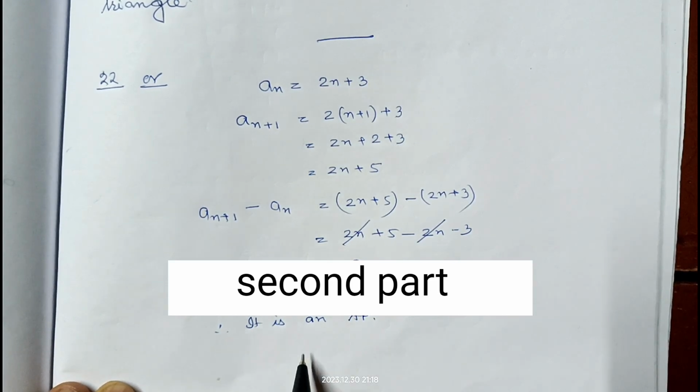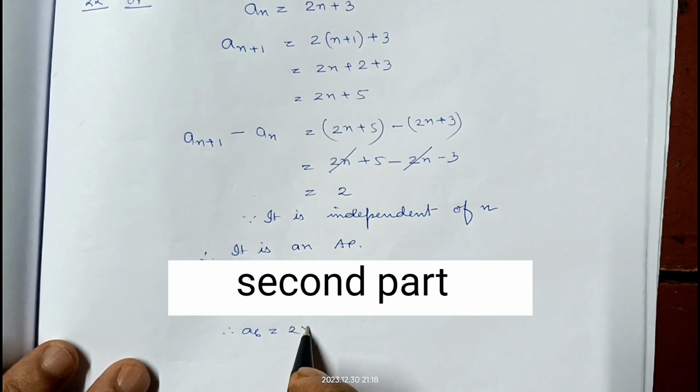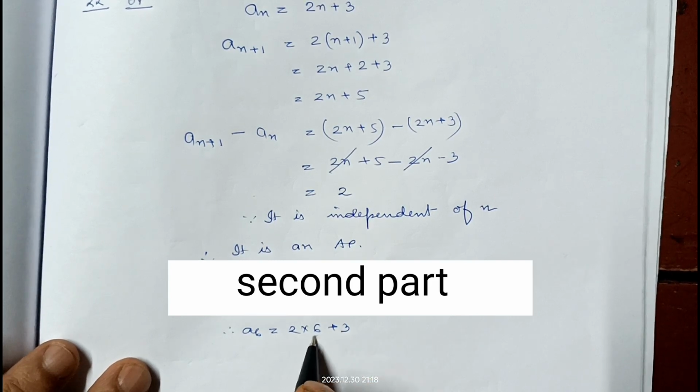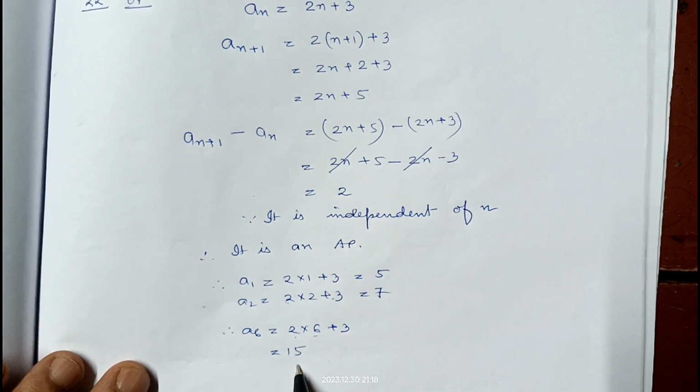Now it is given to find the sixth term. Therefore, the sixth term A6 will be 2 into 6 plus 3. 6 twos are 12, 12 plus 3 is 15. Therefore, the sixth term of the AP is 15.